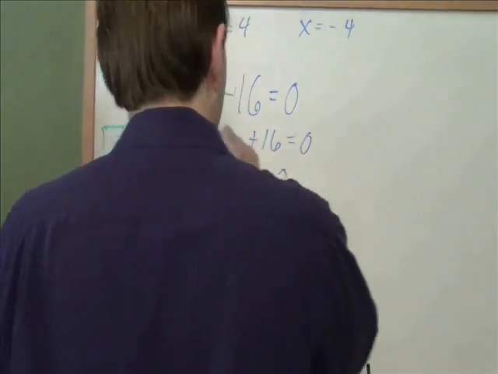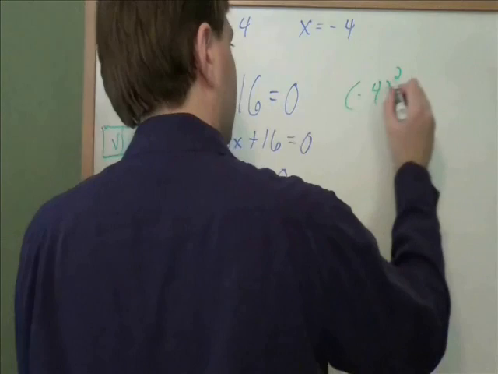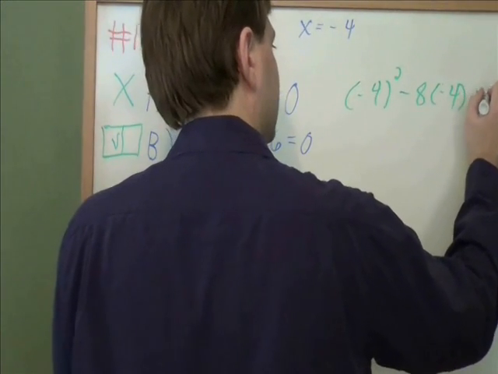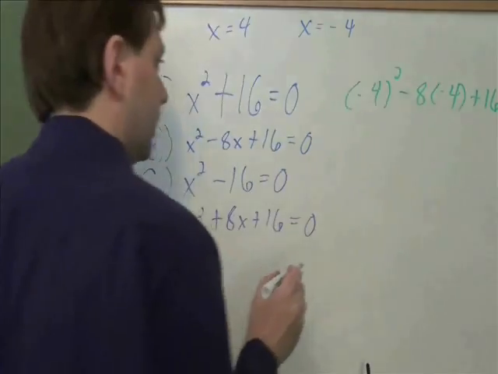So, negative 4 squared minus 8 times negative 4 plus 16. Does that equal 0? Well, let's see.